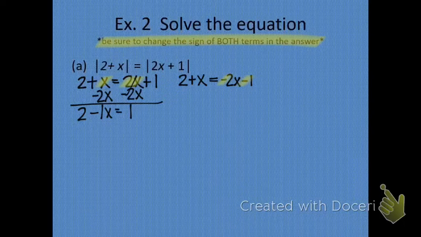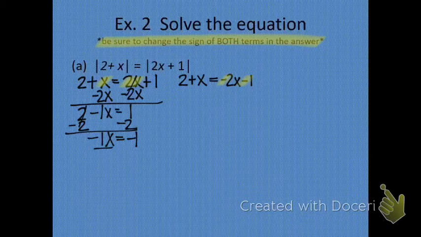All right, what would we do next? We're subtracting 2 from both sides of the equation. So negative 1x equals, what's 1 minus 2? And to finish this off, we do what? Divide both sides by negative 1. So x equals, what's negative 1 divided by negative 1? Positive 1. Awesome. All right, for the second equation, what are we doing first?